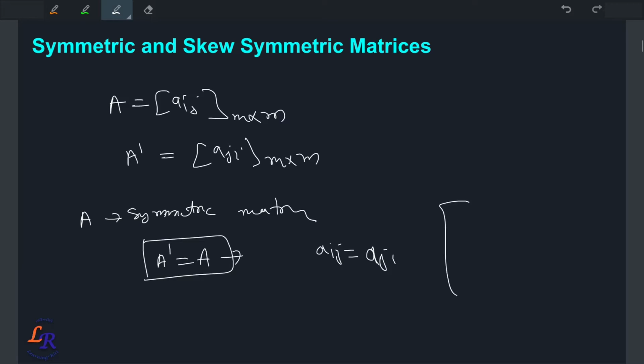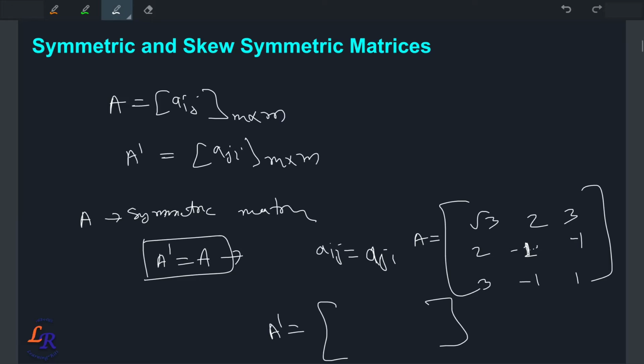For example, you can take a matrix A equal to root 3, 2, 3; 2, minus 1, minus 1; 3, minus 1, 1. If you take A dash, meaning you convert the rows into columns, you will get 3, 2, 3; 2, minus 1, minus 1; 3, minus 1, 1. You see that there is hardly any difference and you get the same value. So A dash is equal to A, which means A is a symmetric matrix.